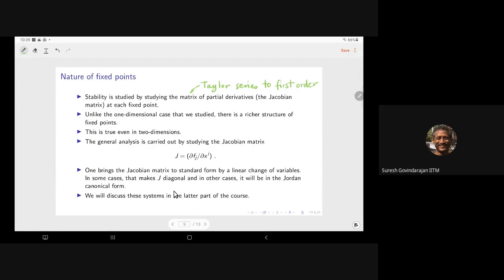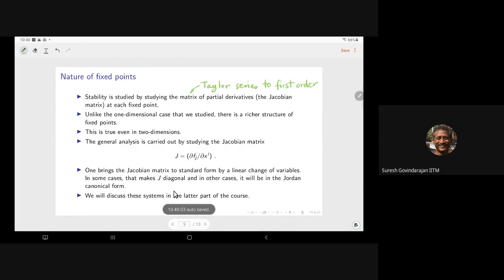Everybody knows Taylor series, right? Hello? Is there anybody who's never heard of Taylor series? Yes, sir. Yes means what? You never heard of Taylor series, or yes, you've heard of Taylor series? We have heard. Okay, very good.